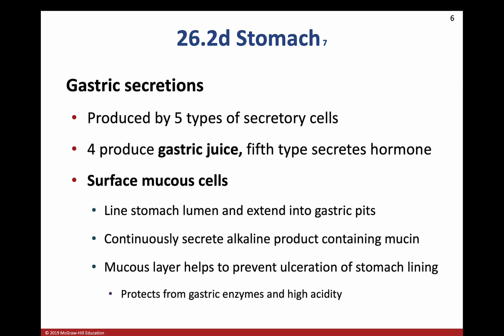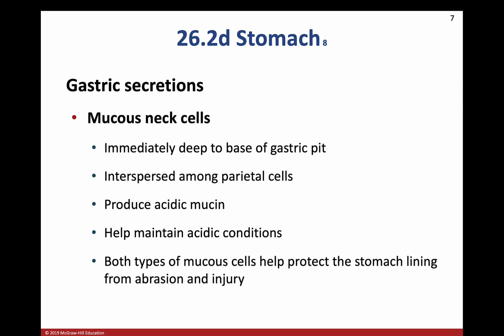These line the stomach lumen, and they extend into the gastric pits. They are continuously secreting an alkaline fluid that contains mucin. What this does, the mucus layer helps to prevent ulceration of the stomach, protecting it from gastric enzymes and the high acidity. When we talk about the acidity of hydrochloric acid, the pH is especially low, so very acidic.